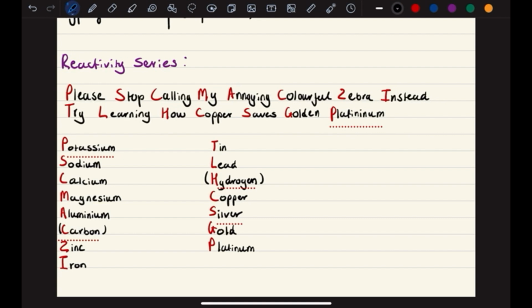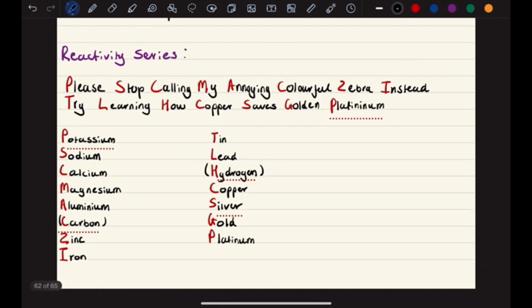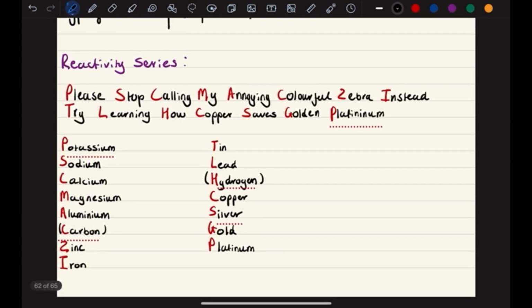And literally the starting letter of each one represents an element. So potassium is right at the top of your reactivity series, so this is going to be the most reactive one. Whereas the least reactive is going to be your platinum. So platinum is very unreactive. Just key points as well, because these aren't metals, hydrogen and carbon, they're just important to know which elements are more reactive than carbon, which ones are less reactive than hydrogen, you know what I mean?